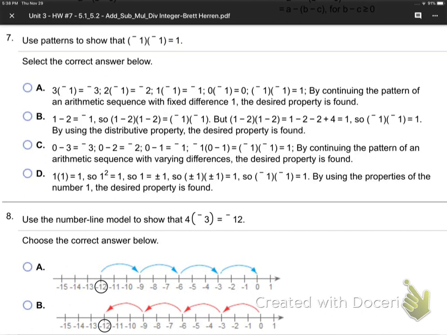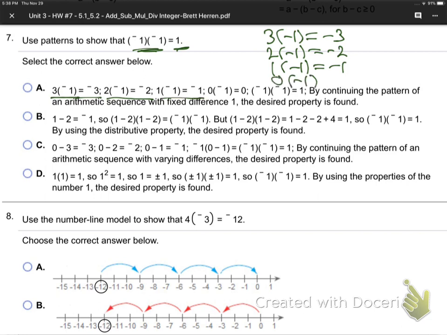Okay, number 7. Use patterns to show that negative 1 times negative 1 is positive 1. Well, A is a beautiful pattern. Look at this. Let me write it out here. 3 times negative 1 is negative 3. 2 times negative 1 is negative 2. 1 times negative 1 is negative 1. 0 times negative 1 is 0.